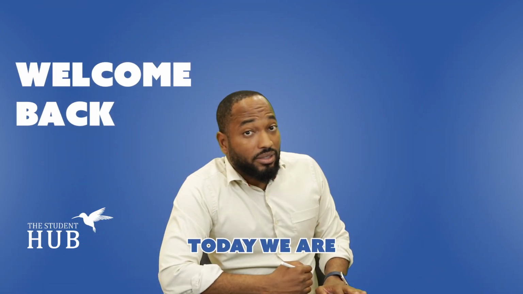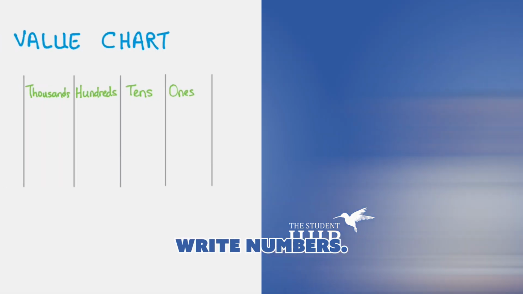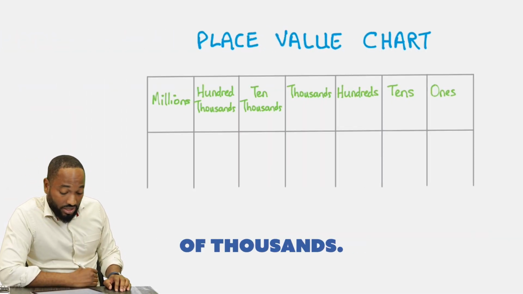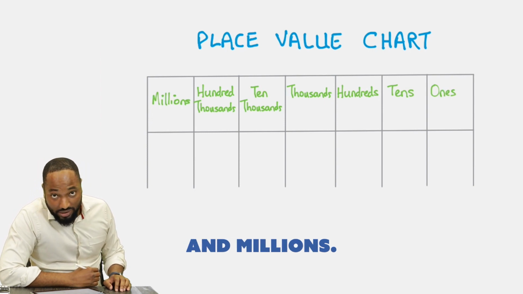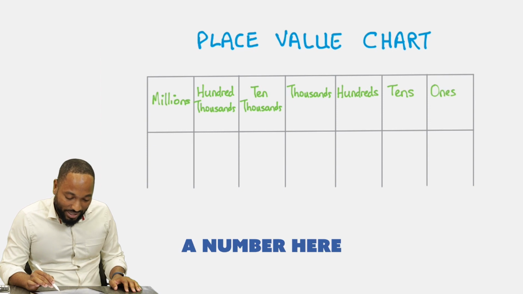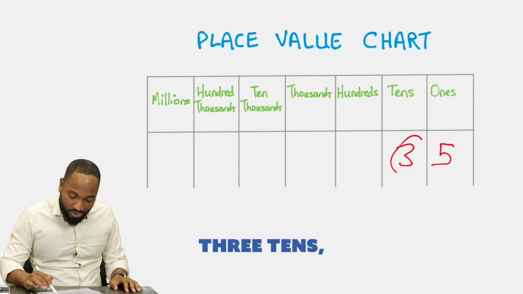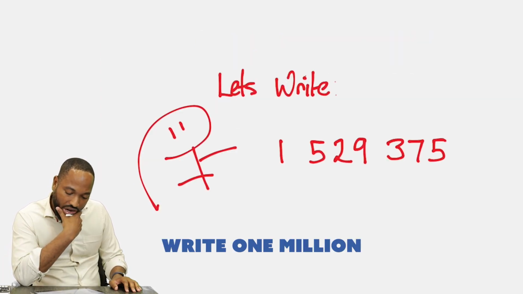Welcome back. Today we are going to look at place values and how we write numbers. Look at the screen. You may be familiar with this already. Ones, tens, hundreds, thousands, tens of thousands, hundreds of thousands, and millions. So if I were to place a number here like that, that is the number 35. 3 tens, 5 ones.